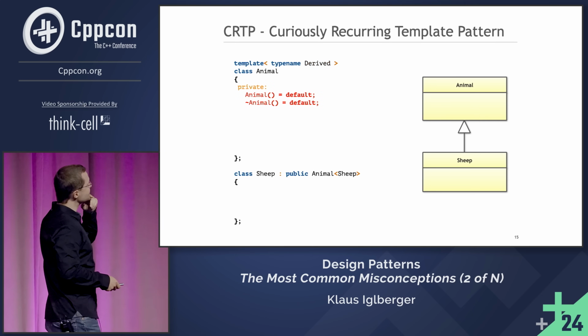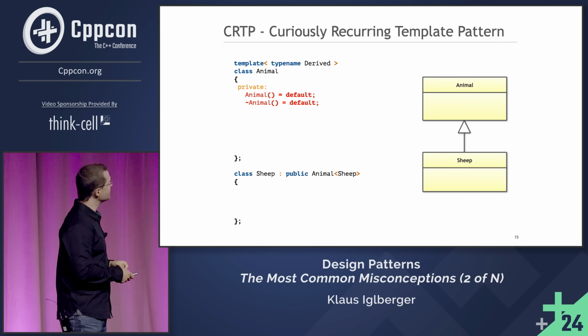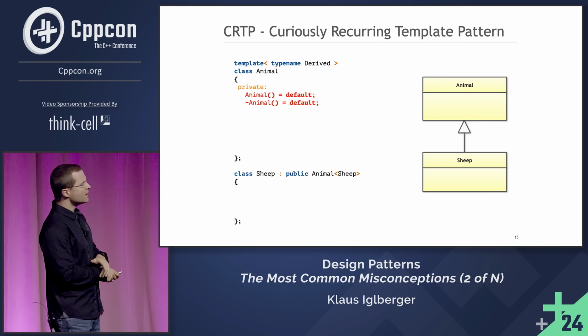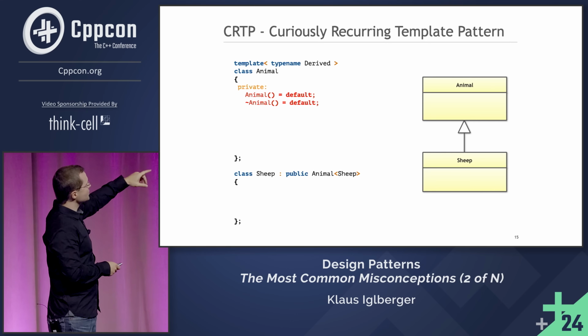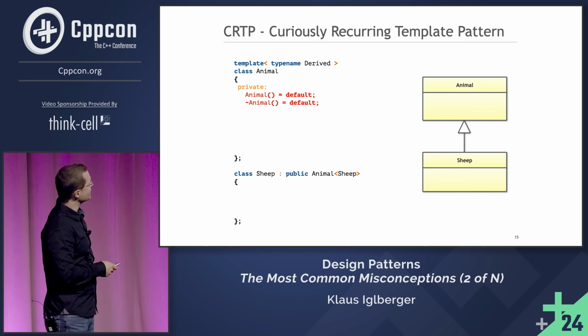So now, in the base class, we default the default constructor and the destructor. The destructor in particular because, well, it should not be virtual, but it is a private destructor.